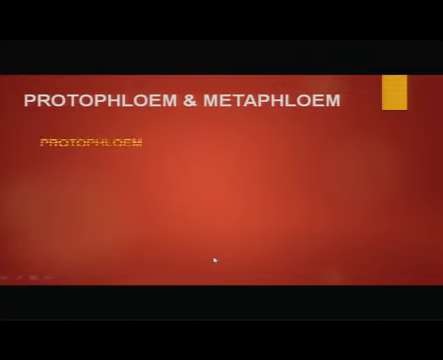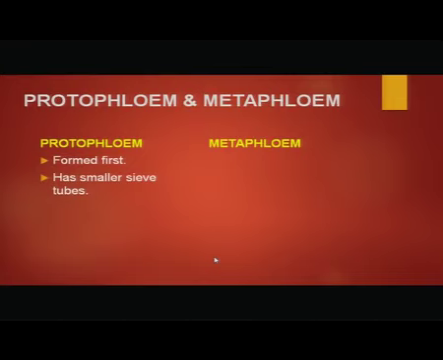Protophloem and metaphloem. Protophloem is the one which is formed first and thus it has smaller sieve tubes. Metaphloem, on the other hand, is formed later and thus has larger sieve tubes. It is just like that of xylem, protoxylem and metaxylem. So, proto is formed first and will have smaller cavities, be it xylem or phloem. Meta is formed later and will have larger cavities, both in metaphloem and metaxylem also.